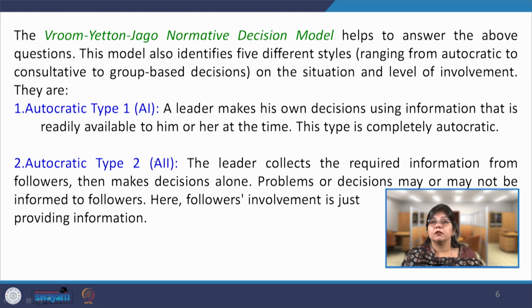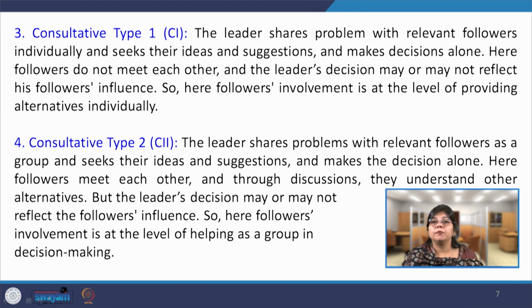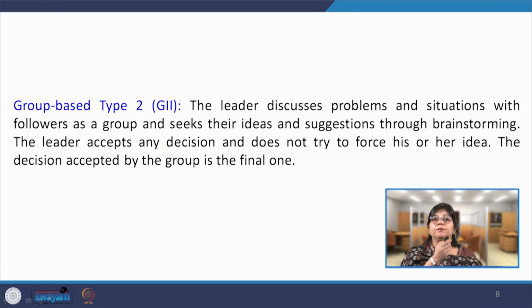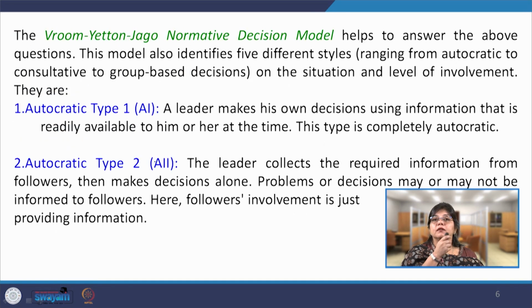So, the first style is autocratic type 1, A1, autocratic type 2, A2, consultative type 1, C1, consultative type 2, C2, and group-based type 2. So, these are the models.